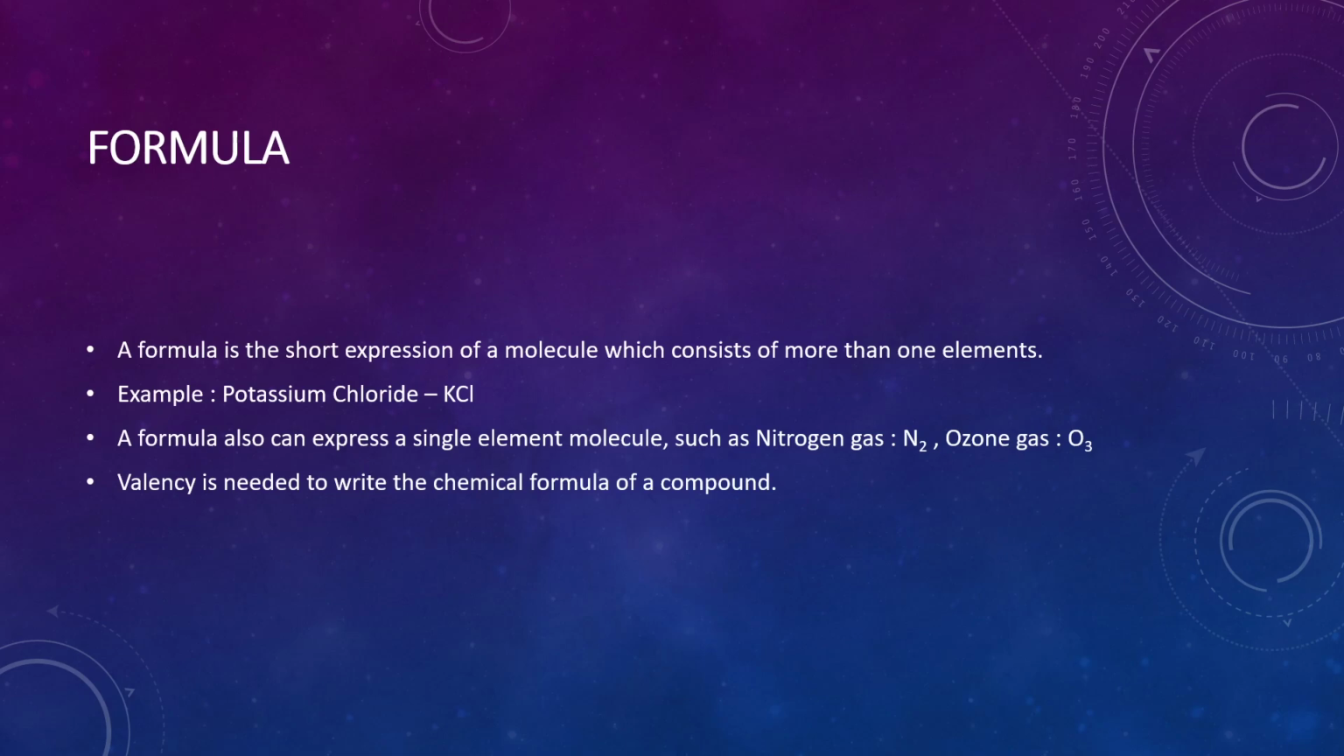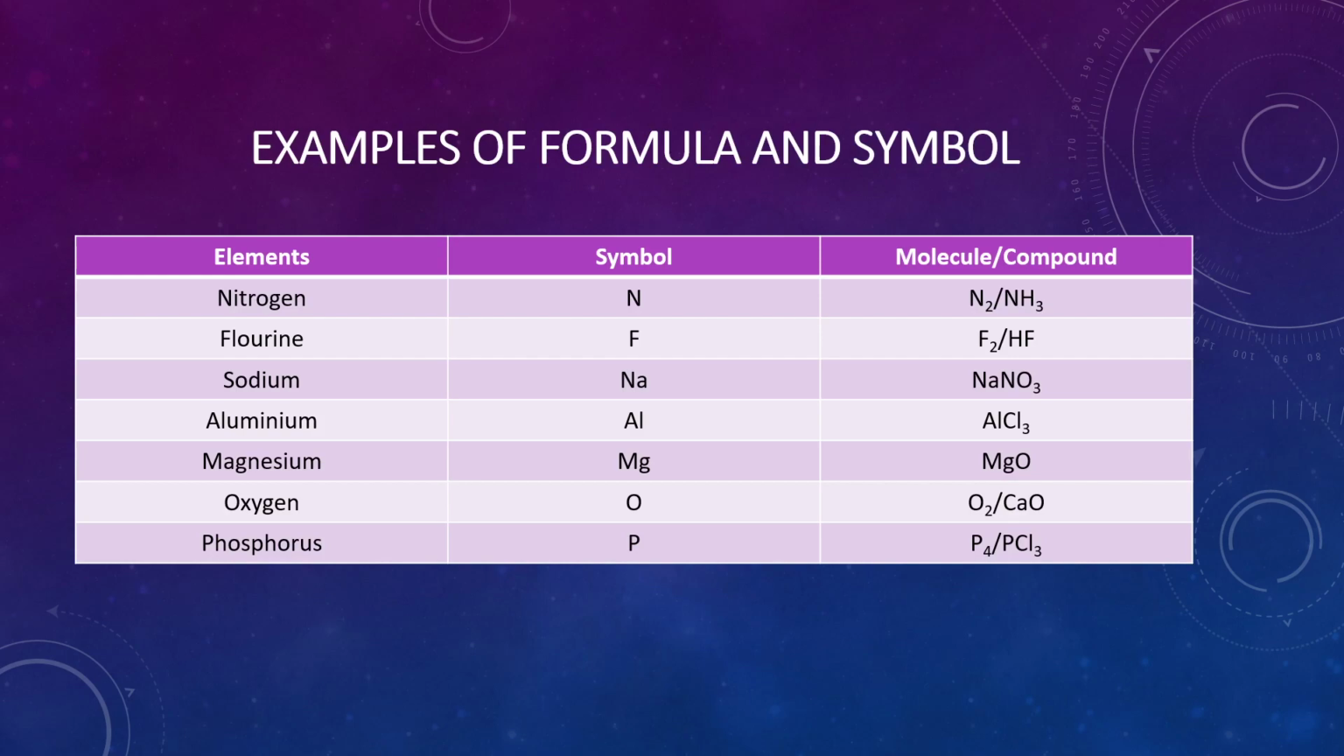So these are single element molecules, only single elements are present, but no other elements are present. If two or more elements are present, it will be the formula of a compound. And valency is needed to write the chemical formula of a compound, so please keep that in mind. Valency is very important for writing the formula of a compound, so we have to be very careful about that. And let's see some examples of formula and symbol.